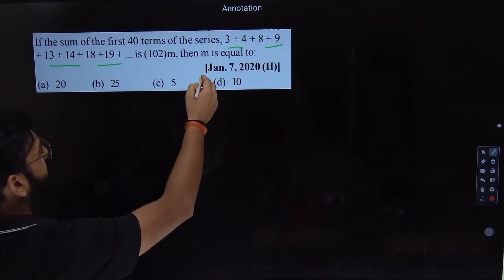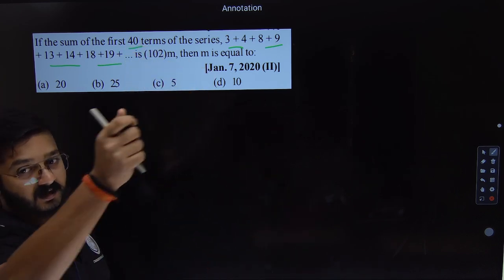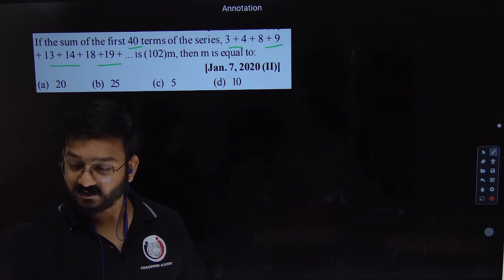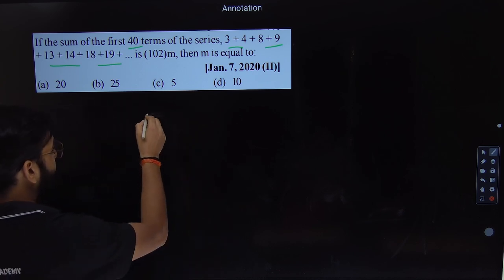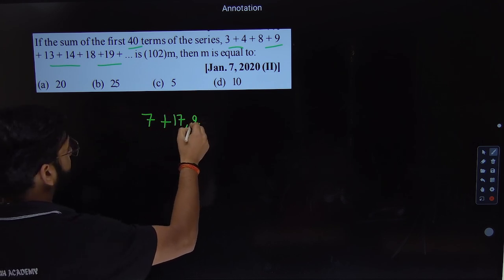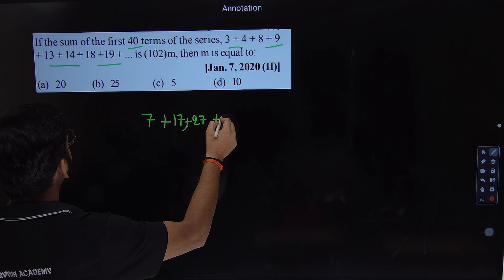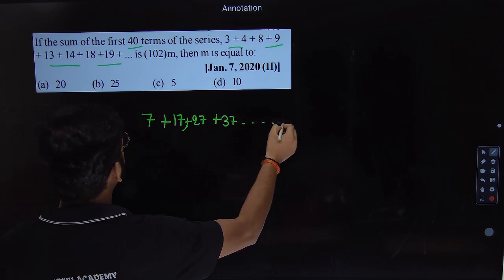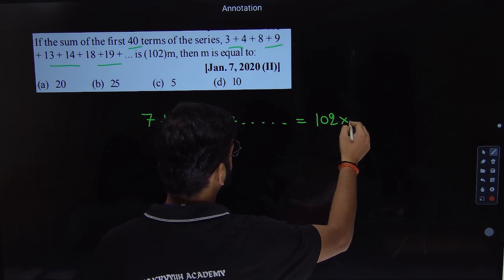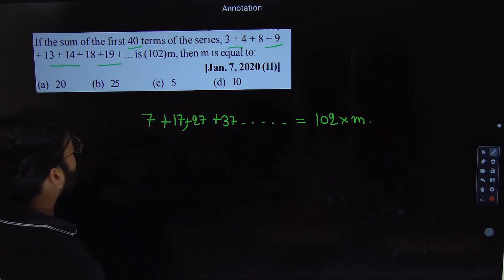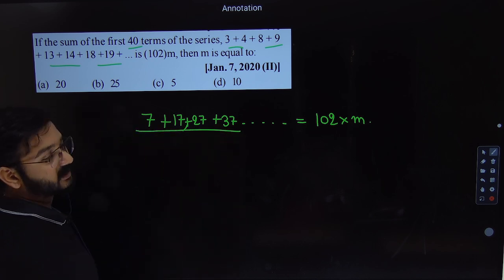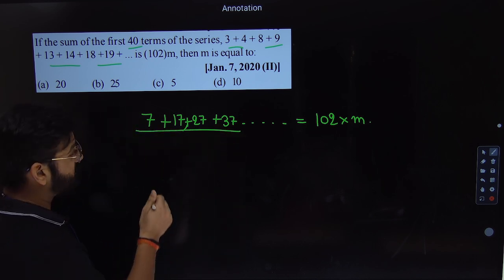I thought simple. See, 40 terms are there, but you club 2. So how many terms are left now? 40 or 20? 20. So 3 plus 4, 7. 8 plus 9, 17. 27. Next is what? 37, right? What is the sum given? 102. The sum of the first 40 terms. So now how many terms are there? 20, because we club 2.